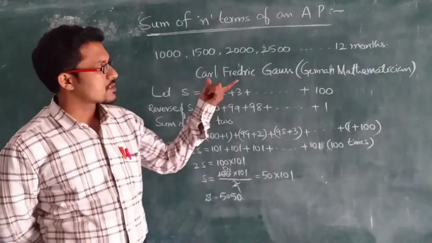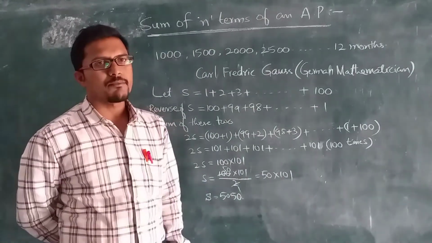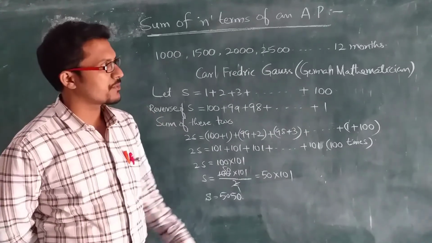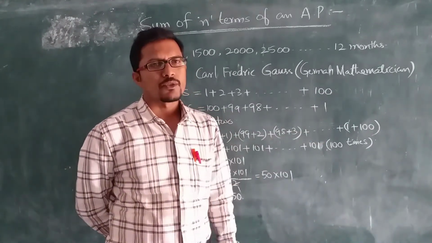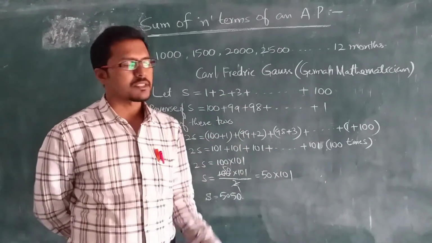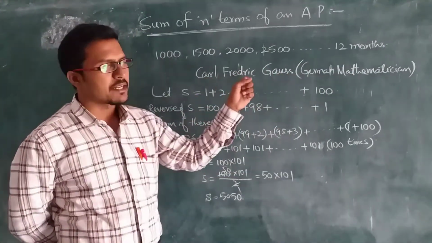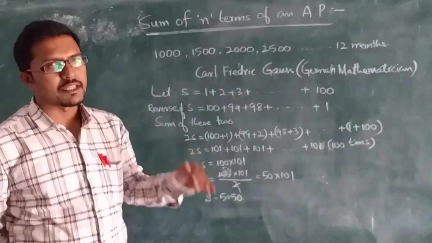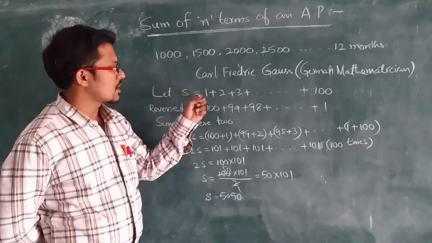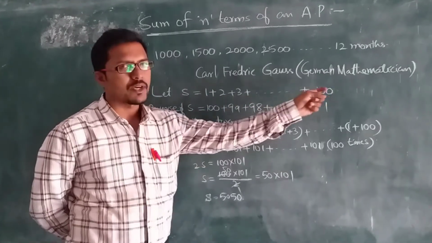The mathematician Carl Friedrich Gauss, a German mathematician, found the formula for this sum of n terms. At the age of 10 years he found this formula. Once he was asked this question: what is the sum of the first n natural numbers? Carl Friedrich Gauss solved that question in an easy manner at the age of 10. How did he solve this problem? Let us see. The sum is represented with S. S is equal to 1 plus 2 plus 3 and so on up to 100.